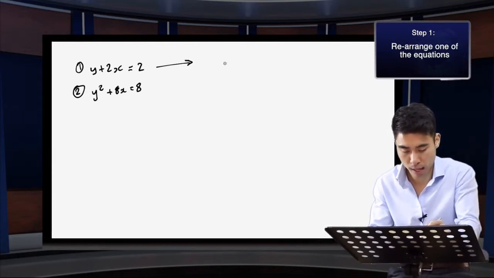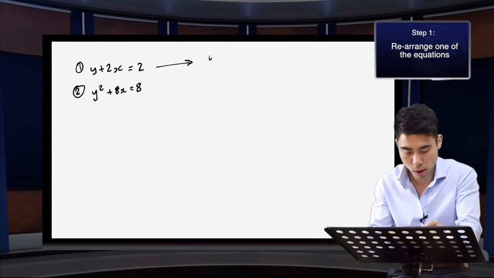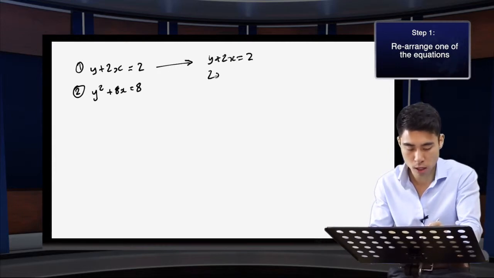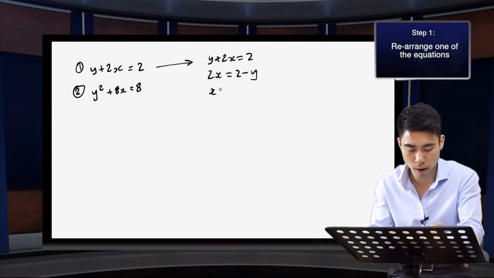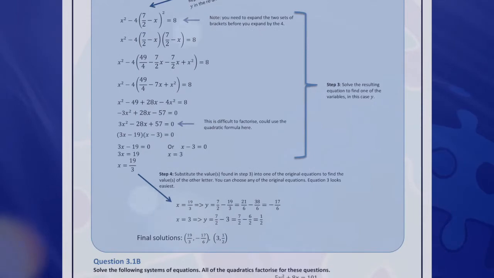rearranging this to make x the subject. So you've got y plus 2x equals 2. I want to make x the subject. How do I get x by itself? I need to undo that positive y term on the left hand side. So subtract y from both sides and then divide through by 2. So 2 divided by 2 is 1 minus y over 2, or half y. Okay, so that's step 1.